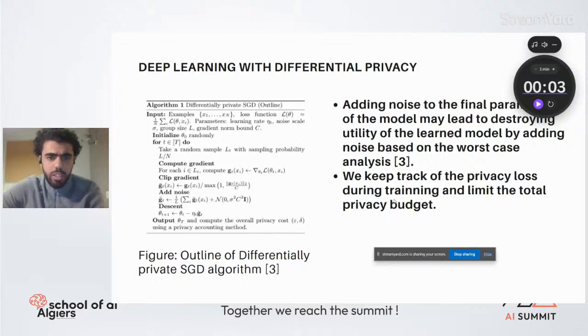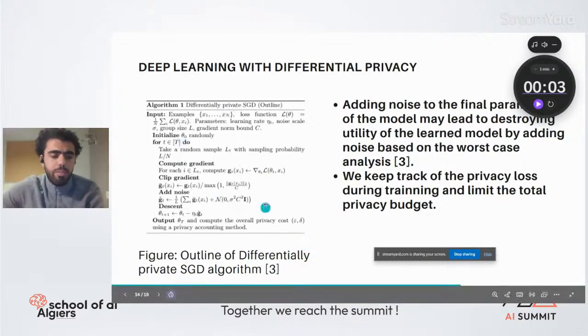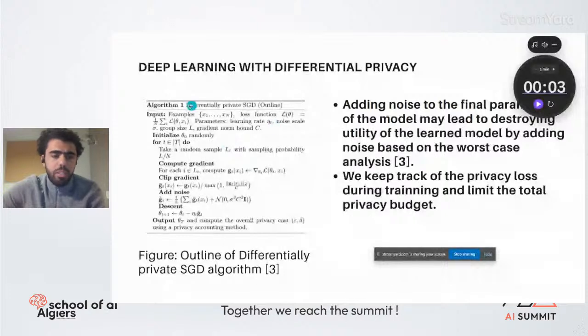So let's try to discover that a little bit deeper. Here is the outline of the differentially private SGD algorithm. The basic modification that the authors made to the SGD is adding noise to the gradient before doing the descent step.